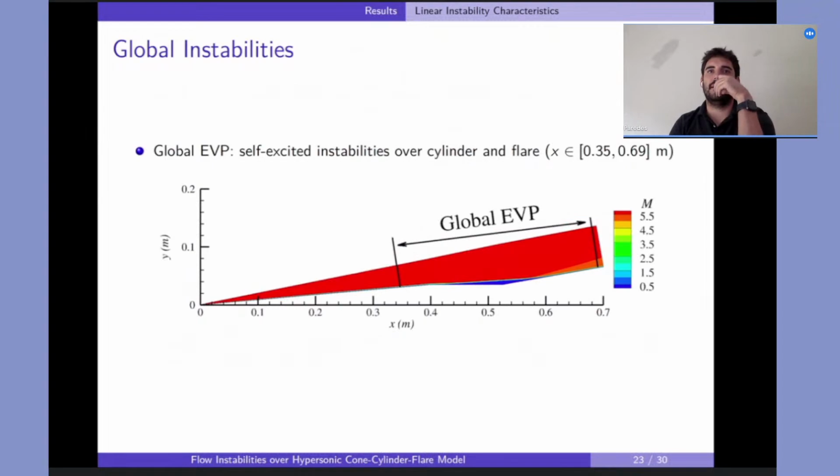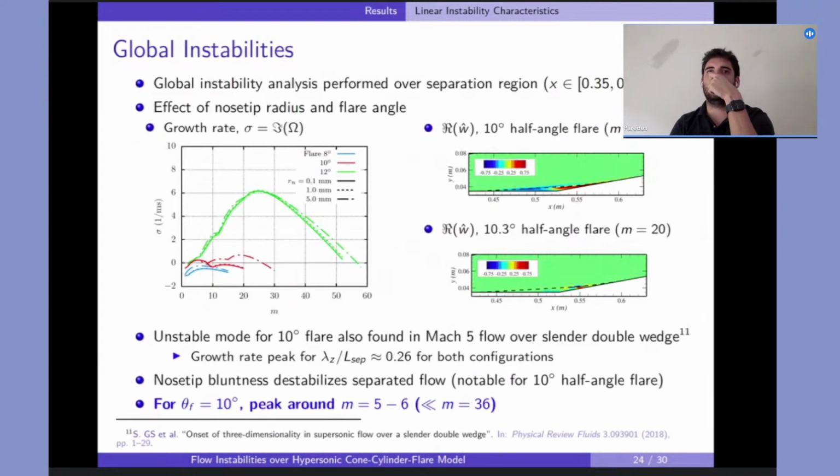We also did global instability analysis of these configurations, because in the separation we can have waves that grow by themselves. So it's not something that comes from the cone, but it's emerging itself in the separated region. Here we are changing the flare angle from 8, 10, and 12 degrees, and we see that the modes become unstable around 9 to 10 degrees. This is the growth rate of the disturbance, and this is the azimuthal wave number of the disturbance. So 0 is for a 2D, symmetric disturbance, and larger than 0 is three-dimensional disturbances.